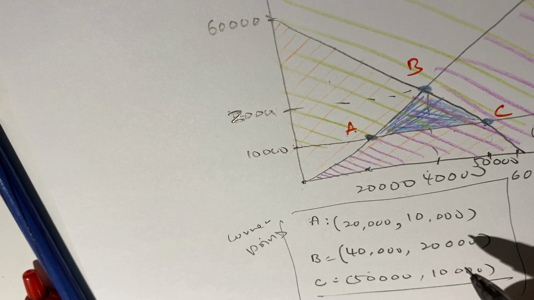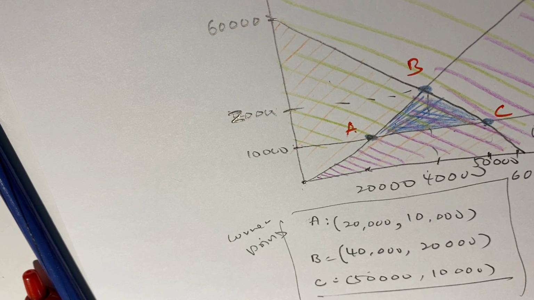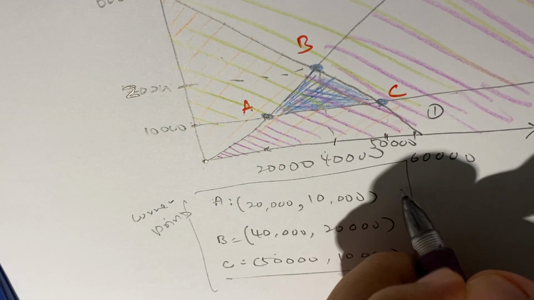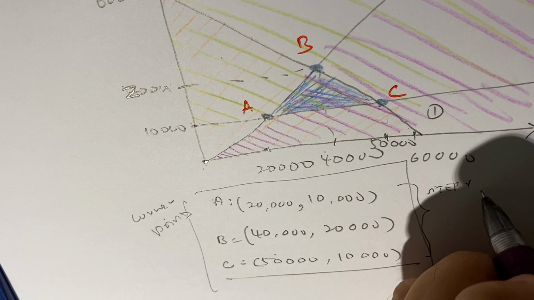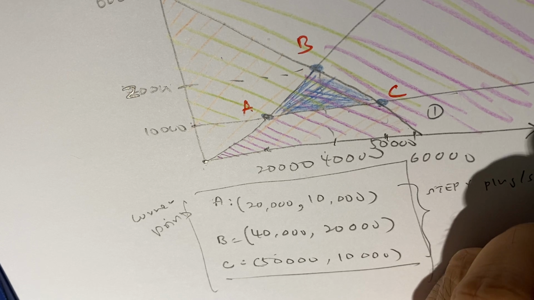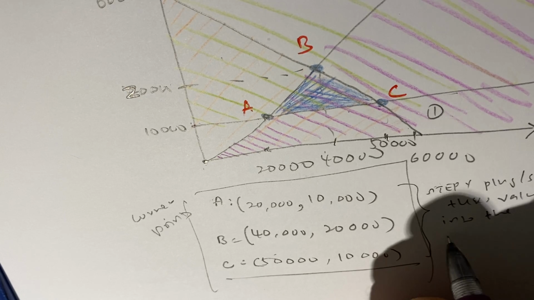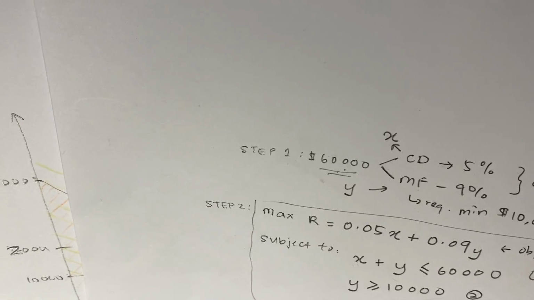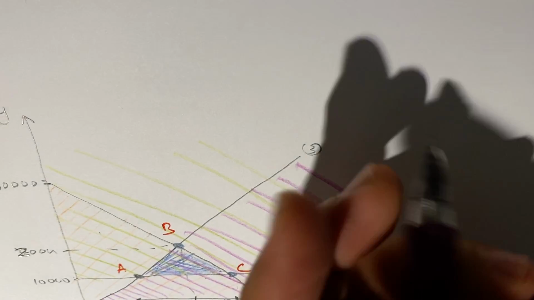Now, what is the meaning of these corner points? These corner points are potential candidates that will give us the maximum revenue, the maximum return. However, to do that, we need to investigate them one by one. So for step number 4, we need to plug these values into the objective function. Now, what is our objective function? It is given by this original function.